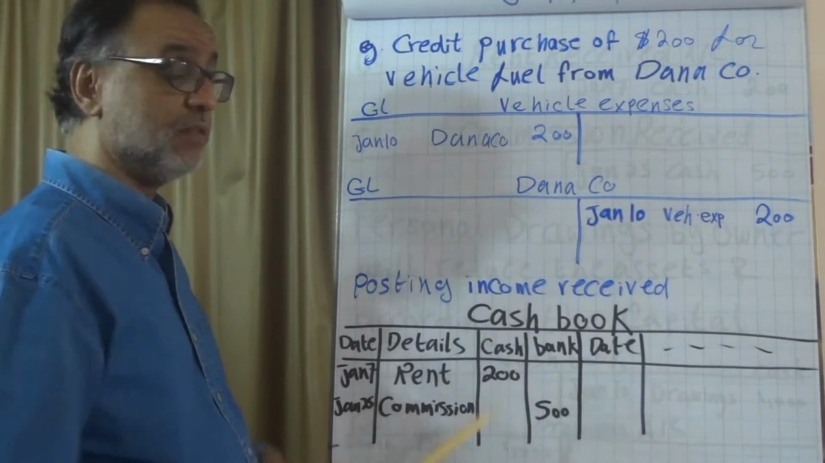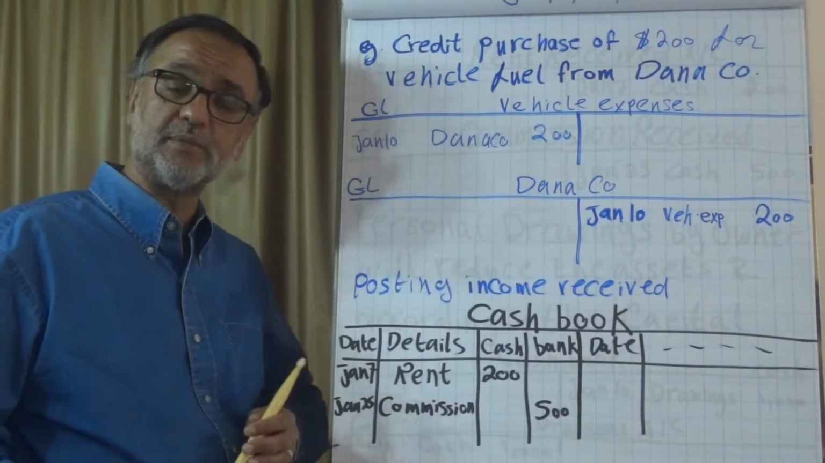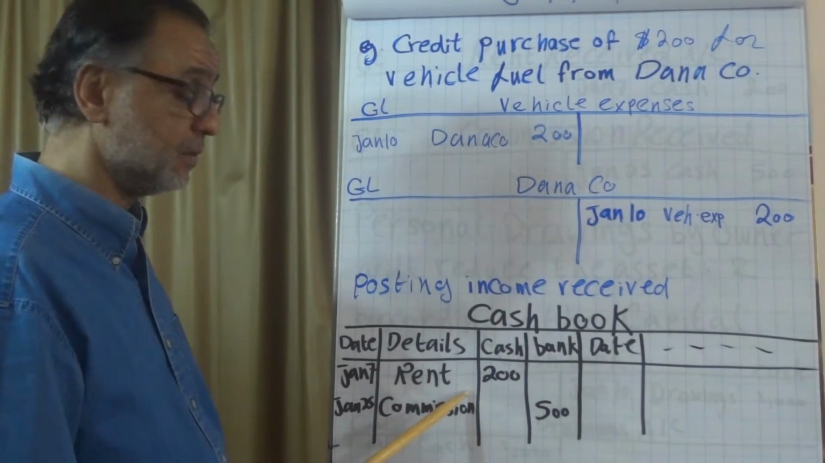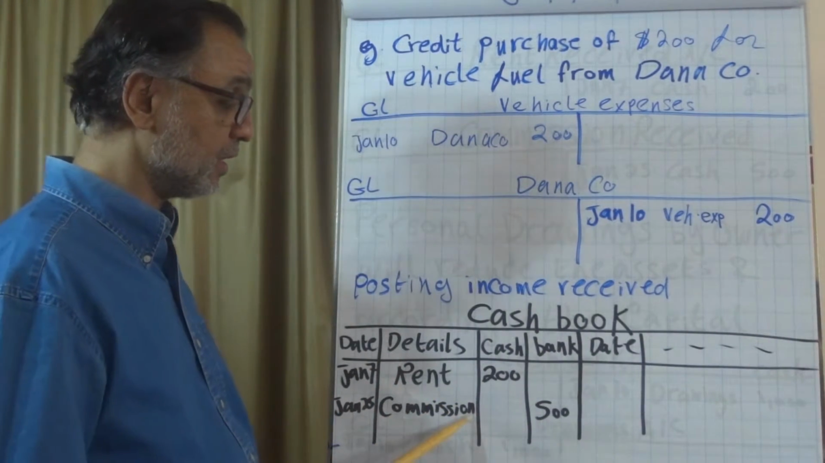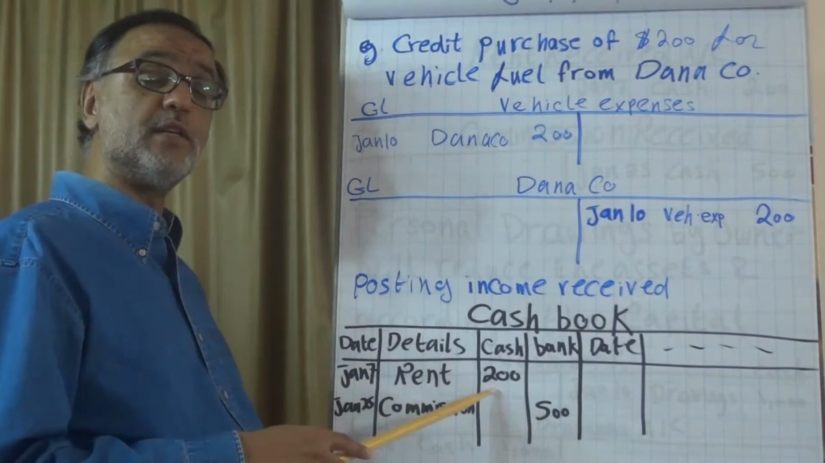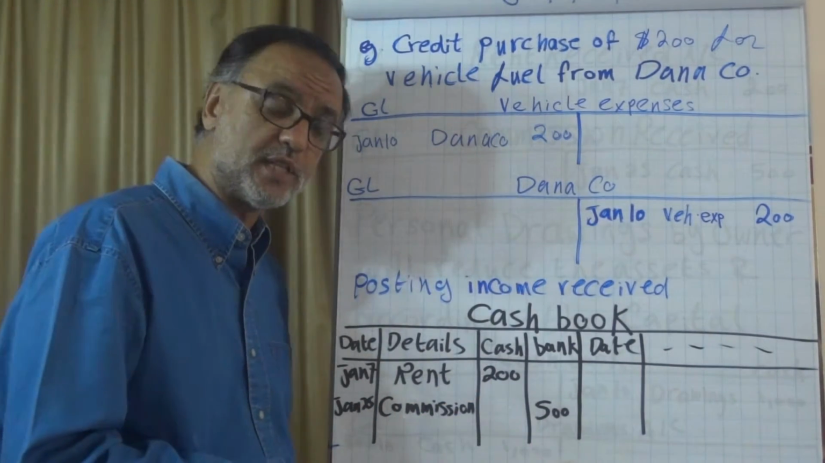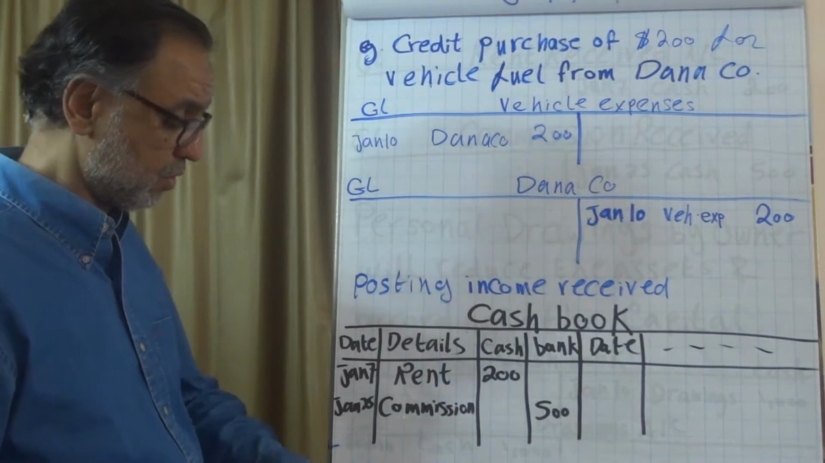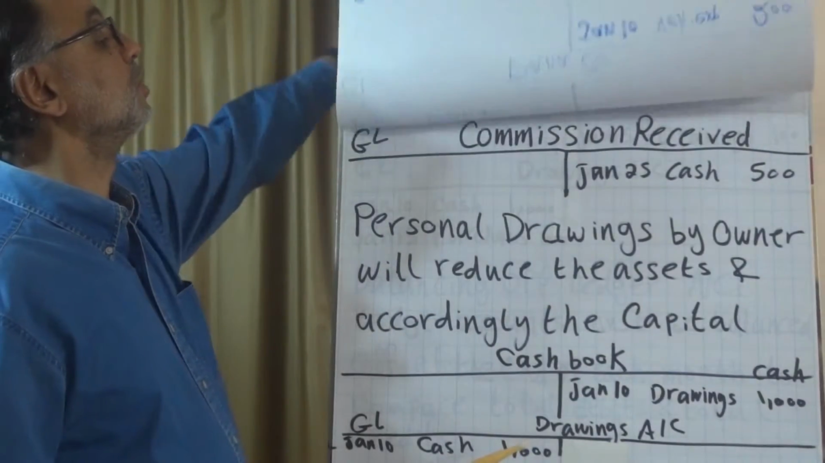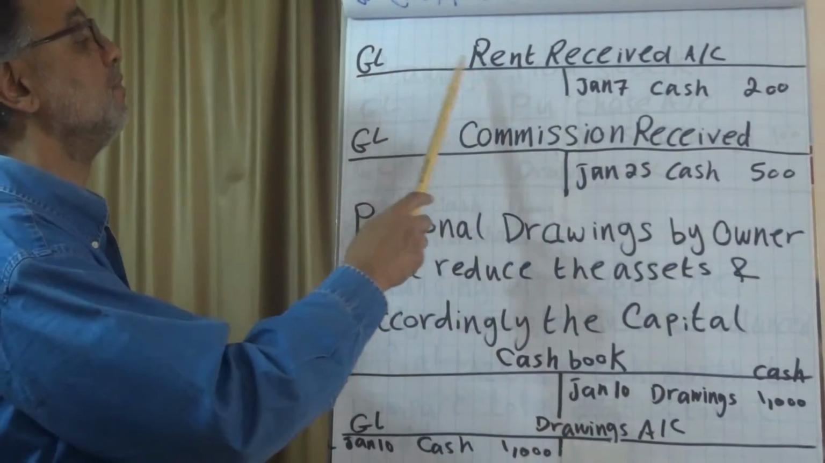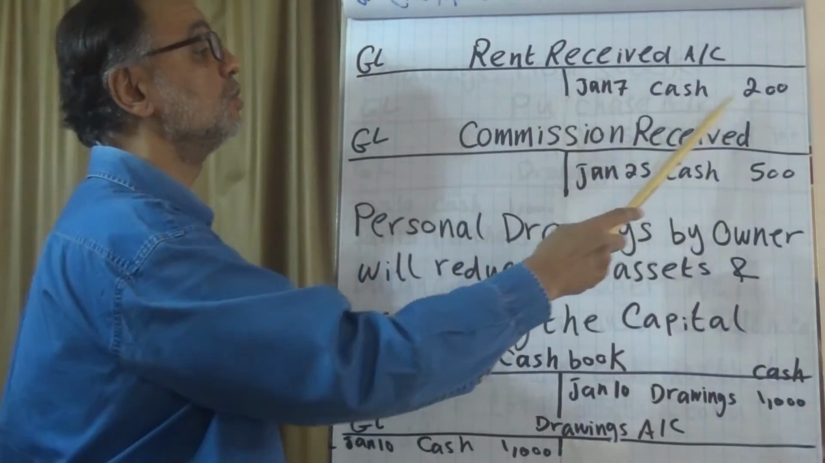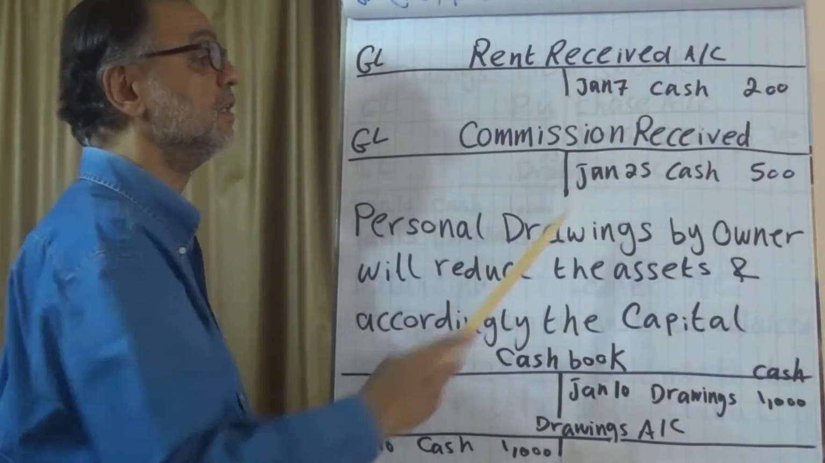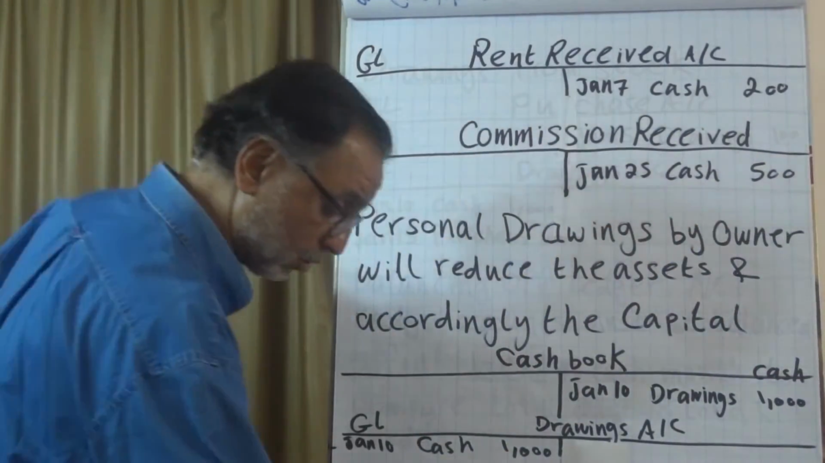Posting income received. This is another thing in the ledger. We received rent income and we received commission income. The rent was received in cash and the commission was received in bank. We just post them to the relevant general ledger accounts. The general ledger has the rent received account, cash $200, and commission received, $500. It's bank, not cash.